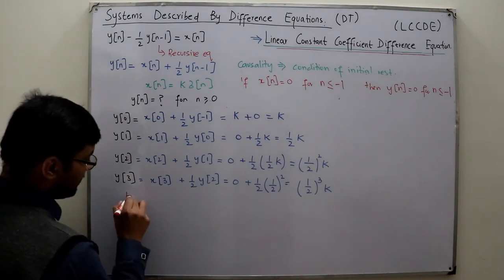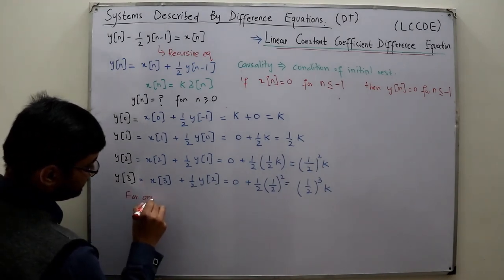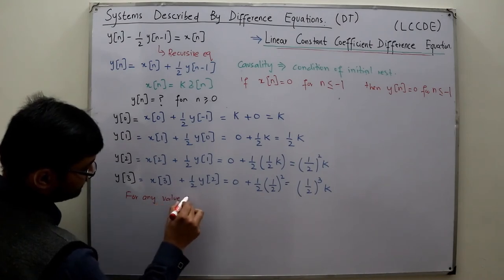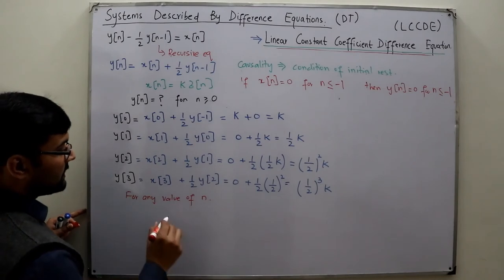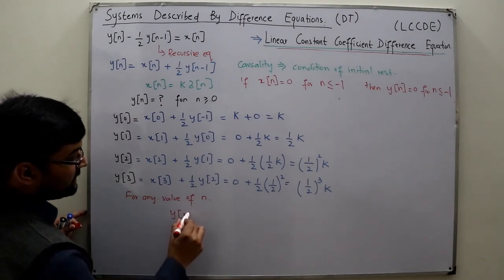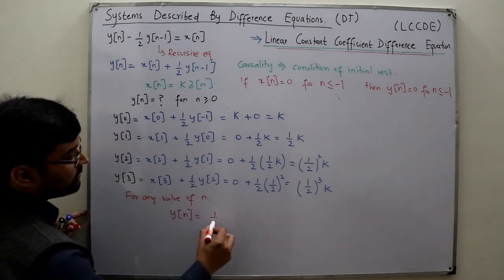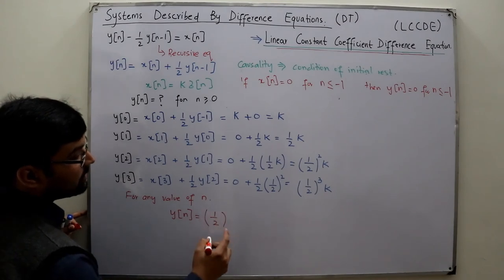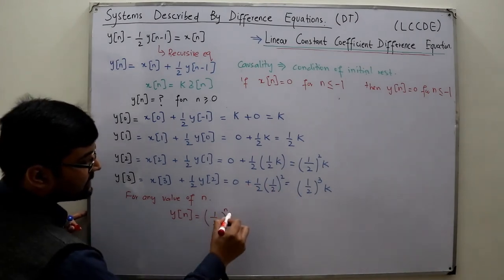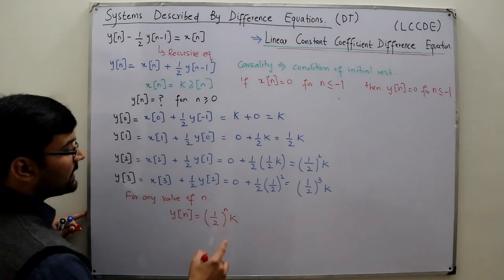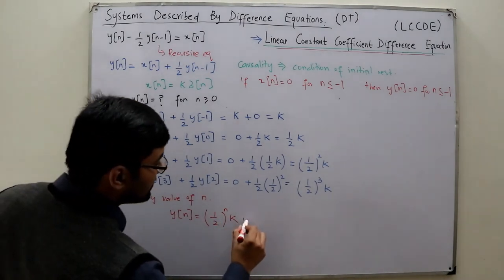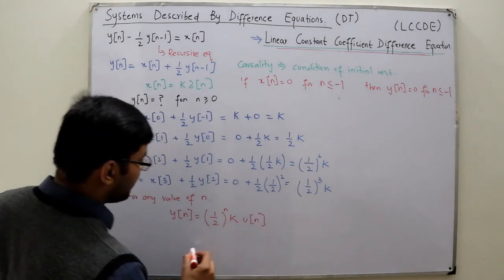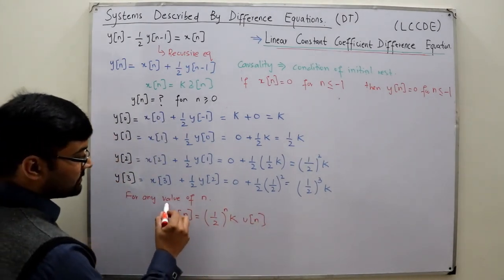And similarly, generally for any value of n, what do you have? For any value of n, y of n would be equal to 1 over 2 to the power n times the weight k. And have a look, this is existing only for n greater than or equal to 0. So I can multiply a u of n with it as well. So this is my answer.